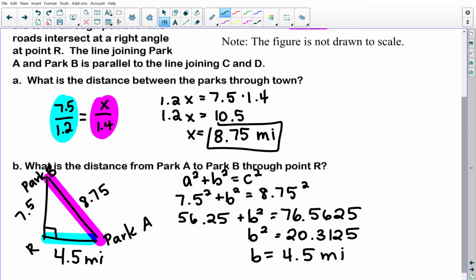So if I want to know how far it is from Park A to Park B going through R, I've got to add these two sides together. So I'll add 4.5 and 7.5, and that will give me a total of 12 miles. So it's 12 miles if I go through point R.